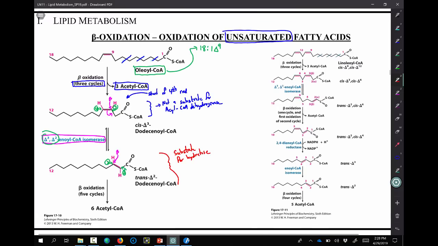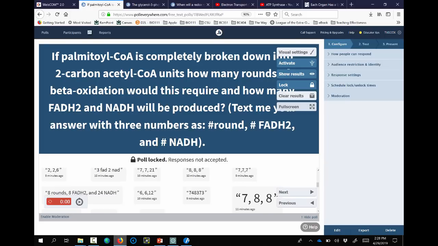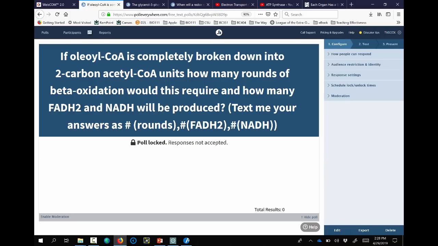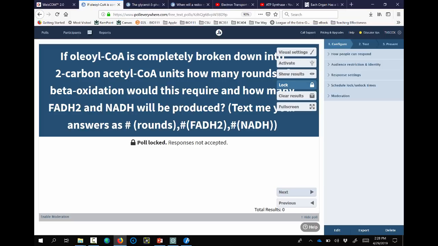So let's see if you followed that. Let me ask you another question, okay? So that was oleoyl-CoA. Remember, oleoyl-CoA is 18:1 delta 9. Okay? So I'm going to ask you the same question. How many rounds, how many FADH2s, and how many NADH are you going to produce from this? I'll actually legitimately think about the answer while you guys are doing it, okay? I will give you a minute 40, okay? On your marks, get set, go.